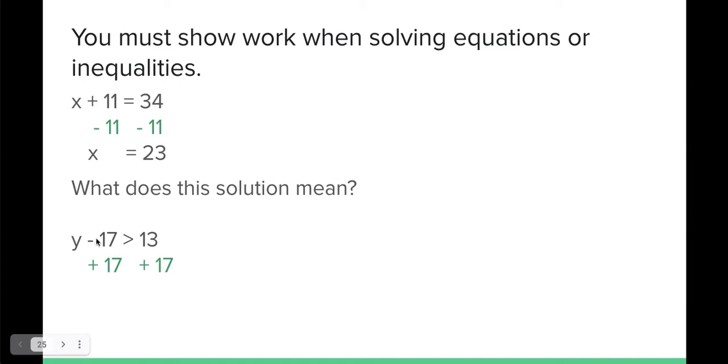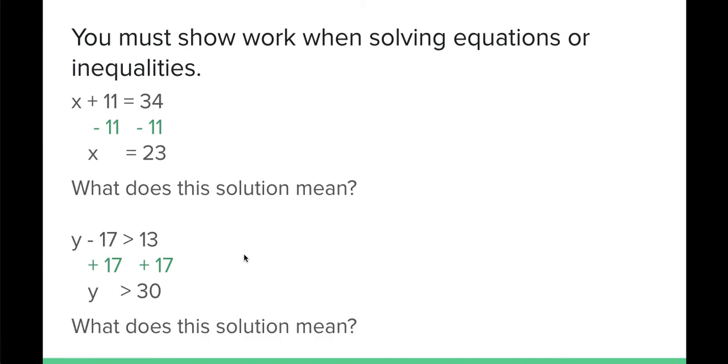When I add 17, that cancels out my 17s on the left, so all I'm left with is y. And then 13 plus 17 is going to give us our number answer, 30. This means y is greater than 30. What does that mean? That means you could plug in any number that's greater than 30 and place it here for y, and this inequality would stay true. We can't choose 30 because it doesn't say greater than or equal to, but anything larger than 30.